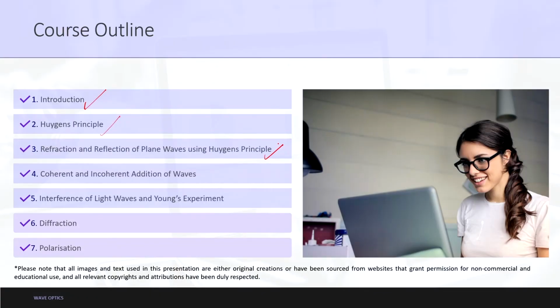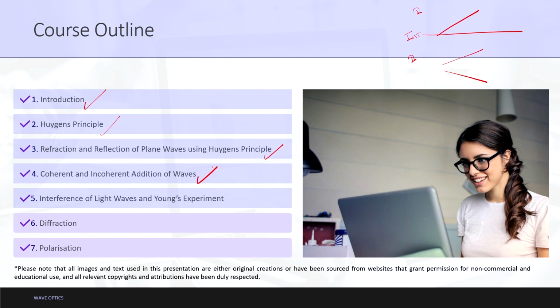After this concept was completed, we understood the refraction and the reflection of plane waves using Huygens principle, in which we calculated the refraction. Let us say this is the interface, this is medium 1, this is medium 2. Then this was the incident wavefront, and how the wavefront changes was explained for the refraction, incident wavefront and refracted wavefront. Similarly, the same concept was applied to the reflected wavefront also.